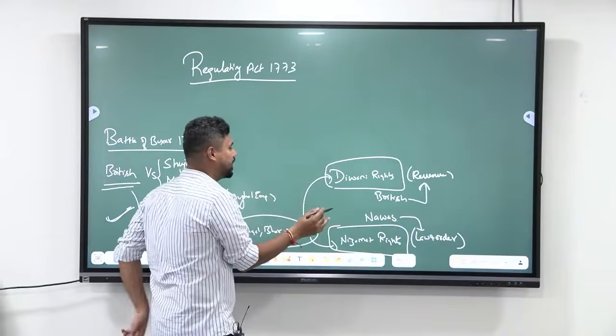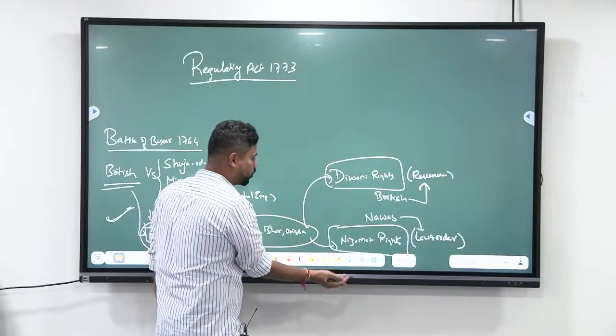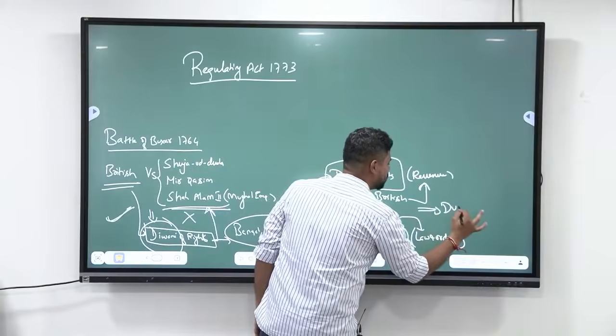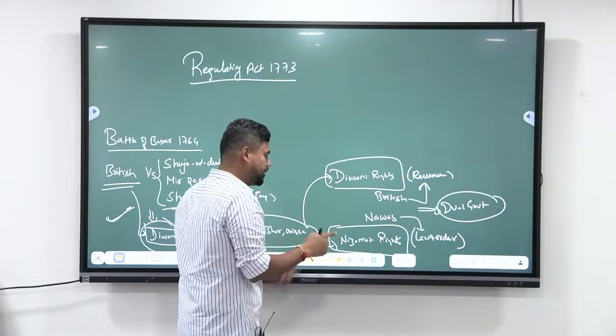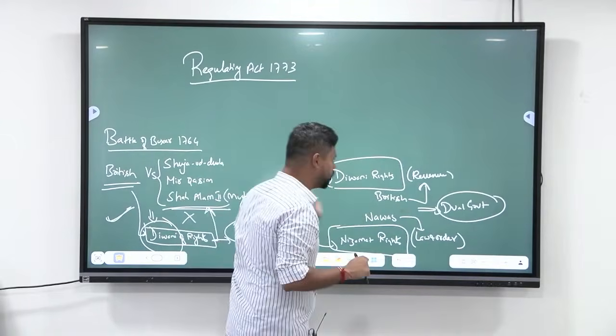Now this division of powers, where revenue rights go to the British and the Nawab takes care of the police, that is the law and order, is what is called dual government. There is one more concept called double government that comes in the future. We will discuss that, but this is what is called dual government.